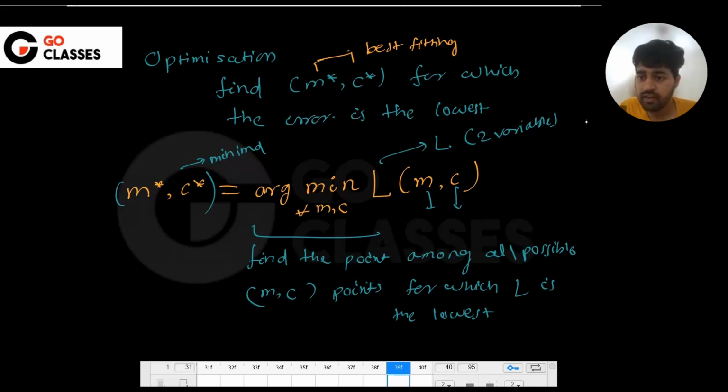The m comma c pair should be chosen from our assumption to minimize the error. Correct, so this is based on our assumption. We started off with the exact line, and we found out that we can't even find such a line. So we say, let's instead choose to find the line which is the best fit, and we say that the best fit is defined as this.